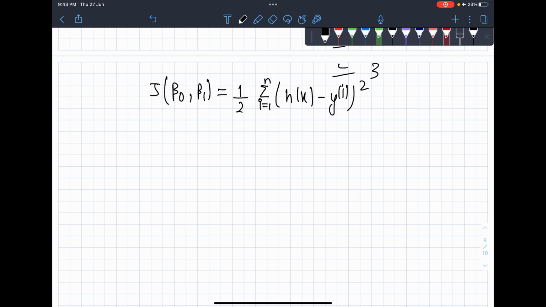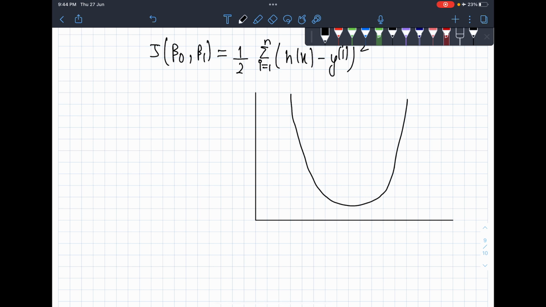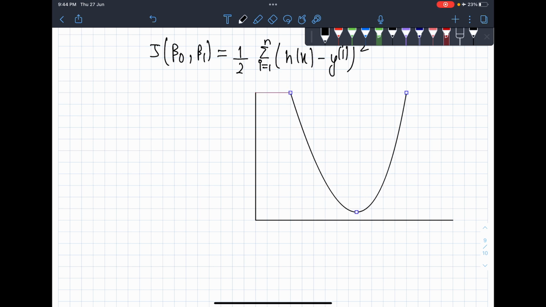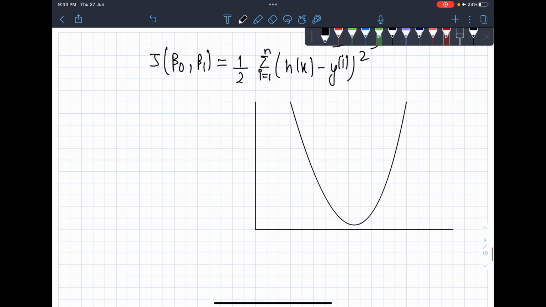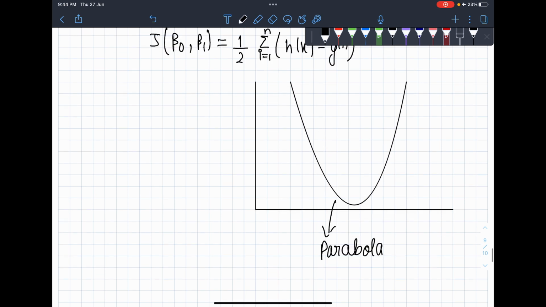Now, if we want a graph of it, which graph can we have? If you want to see it graphically, our graph would look like this, because it is a quadratic equation. And if it is a quadratic equation, we will get a parabola, which looks something like this.